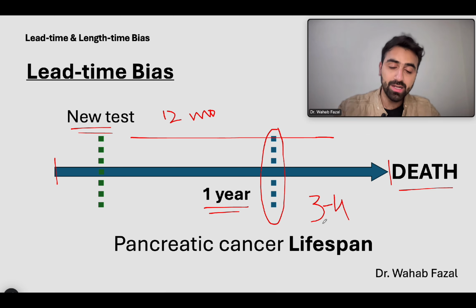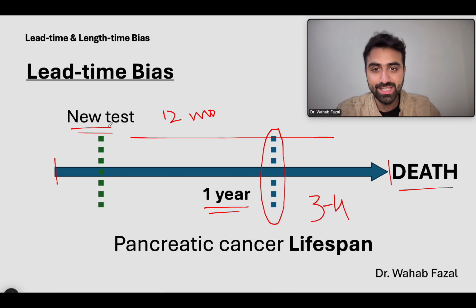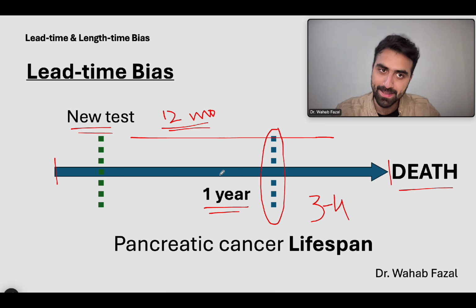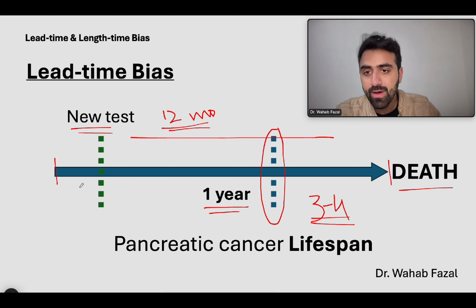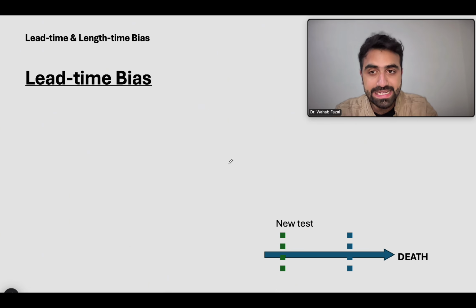Now scientists go on to say that this new test is somehow increasing the survival time and we're treating it. But the problem is there's nothing that we're actually doing for this disease. Patients were going to die 3 to 4 months later because we're just diagnosing the disease earlier. Now we just diagnose the disease earlier and patients still have the same average lifespan, right? But it's just that false increased perception. So this is lead time bias.